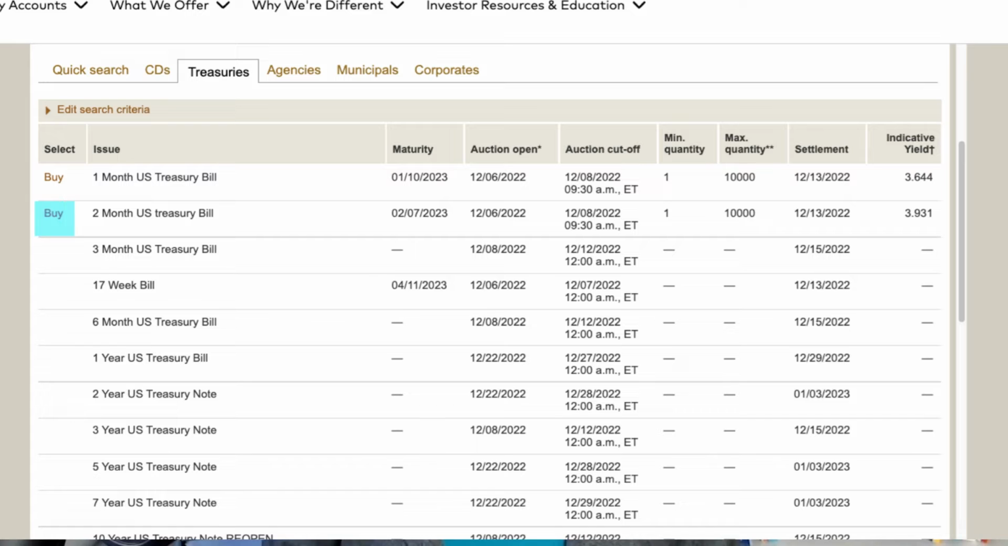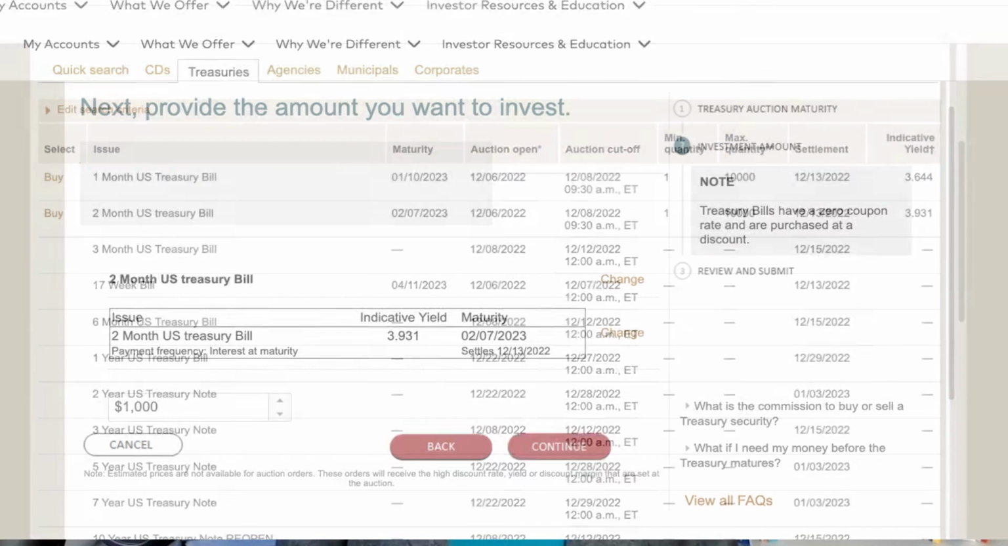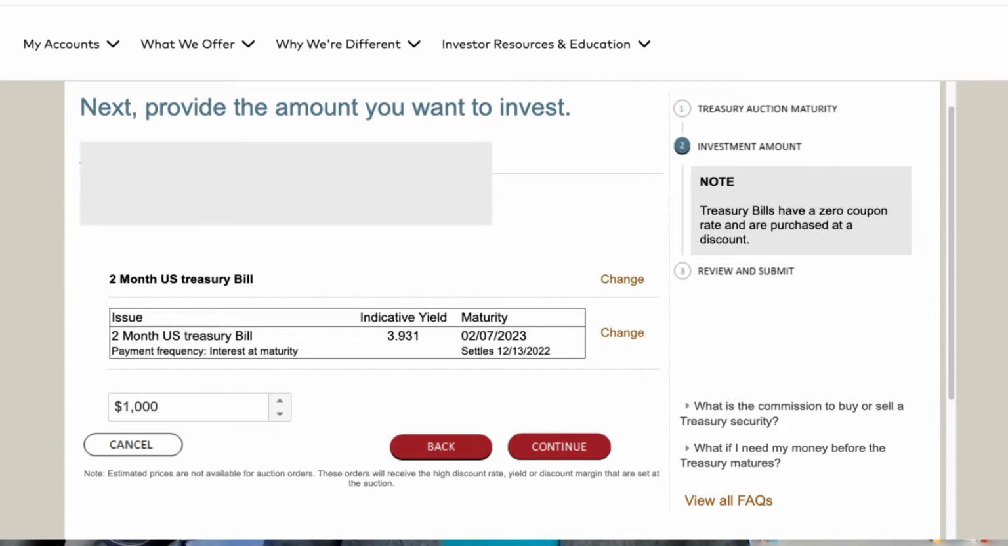To buy this bill, I clicked on the buy button here next to the 2-month US Treasury bill. This is where I can change the purchase amount. I'm going to buy $1,000 worth of this 8-week T-bill. Clicked continue.